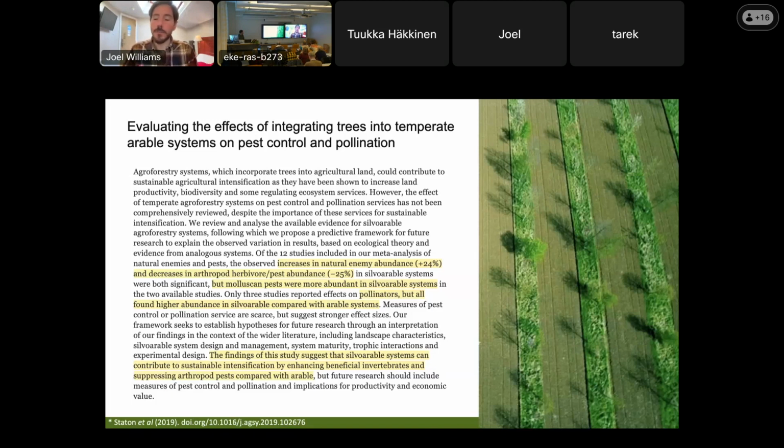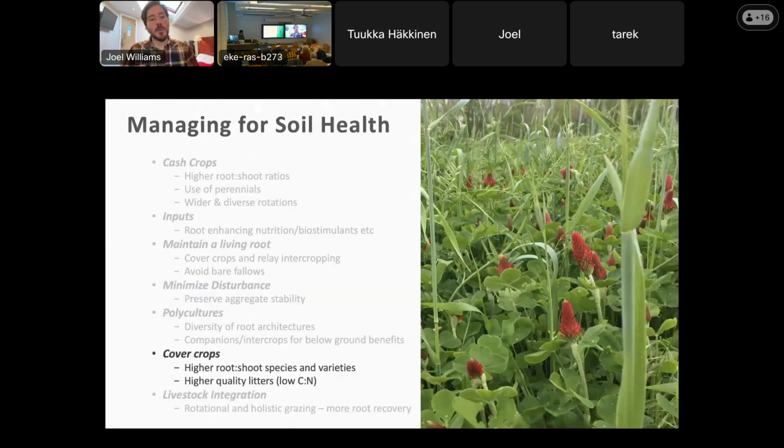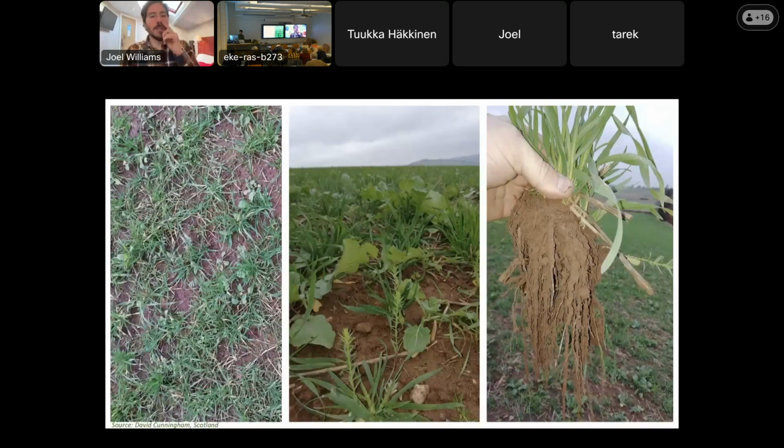I know other parts of Europe are also really starting to explore and understand how trees can play a role. Cover crops, I won't dwell on. I think the main thing I wanted to point out here is that this is a photo from Scotland, also quite a northern climate, short growing season. This is taken from the same field, same day, three different photos. We might look at this cover crop and say, well, it looks a little small. It's only a few inches tall.